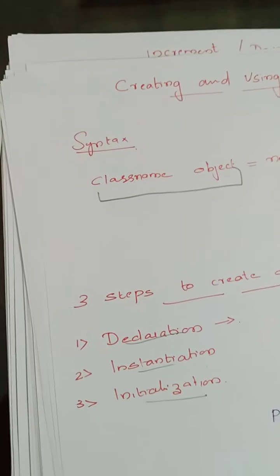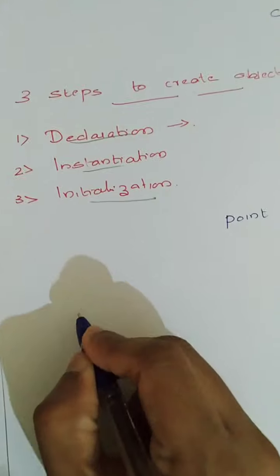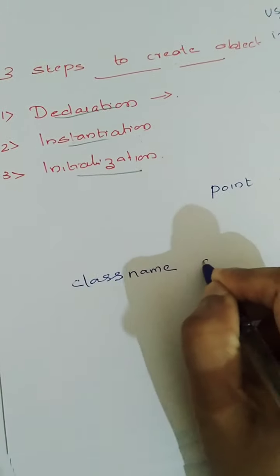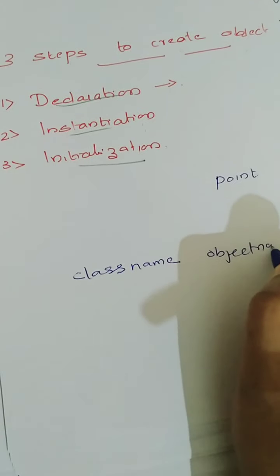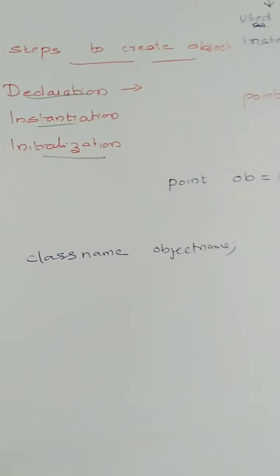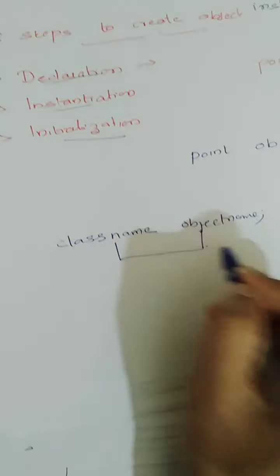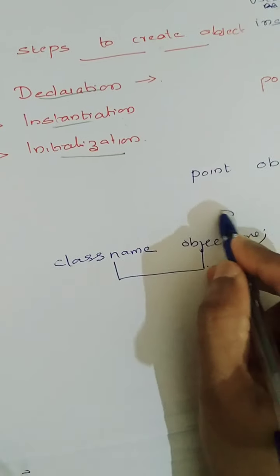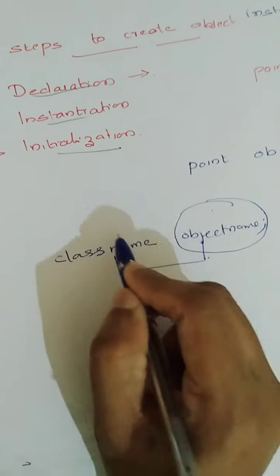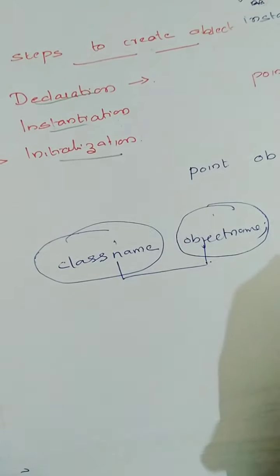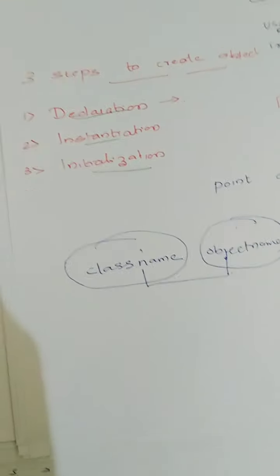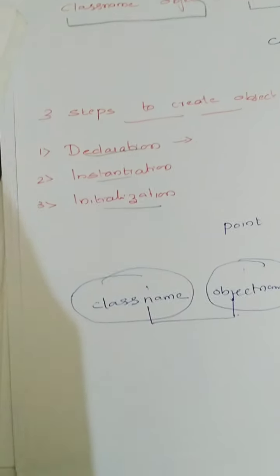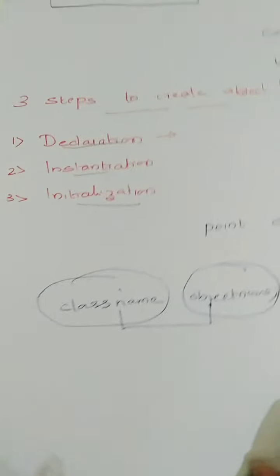How will you declare an object? Declaration of an object means class name, object name. This is known as declaration. Declaration means it is to declare a variable with its type, by mentioning its type, class type.